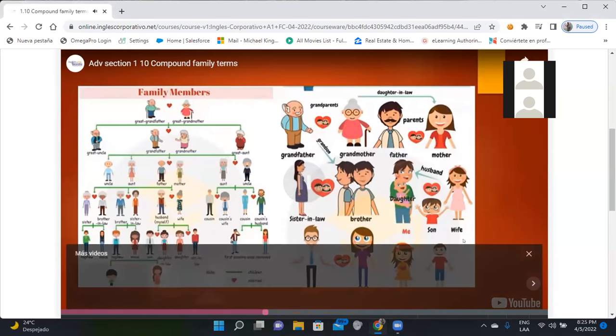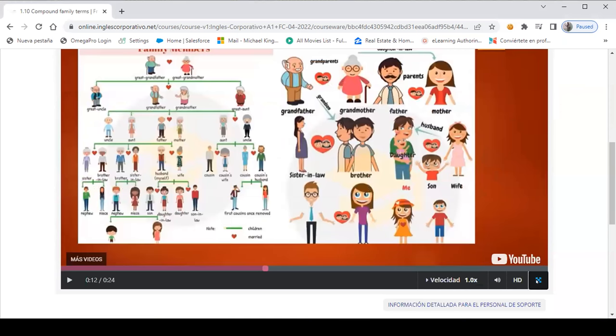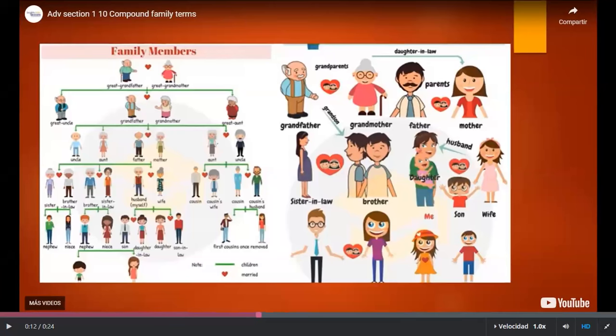Okay, let's look at this picture. Can everybody see the picture? Yes. Okay, so you have compounds. For example, great-grandfather, that's a compound noun. Great-grandmother, that's a compound noun. Great-uncle, compound noun. Great-grandfather, compound. Great-grandmother. Great-aunt. Those are all compound nouns. Uncle. Is that a compound noun?